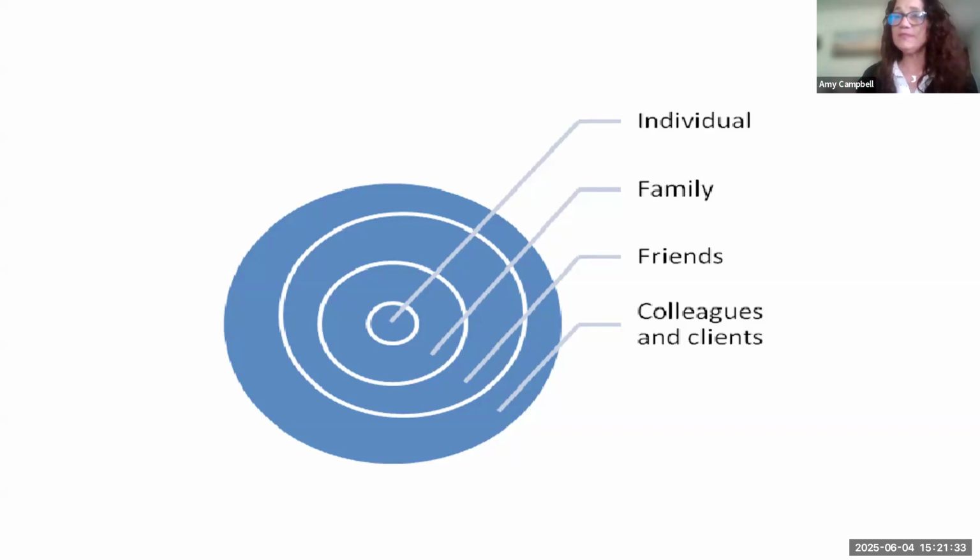Can money be involved? Absolutely. If you're the top donor to that person's campaign and you're the local bank president, you're probably moving from the colleagues and clients category up into the friends category. Maybe. Depends on what your personal relationship is.